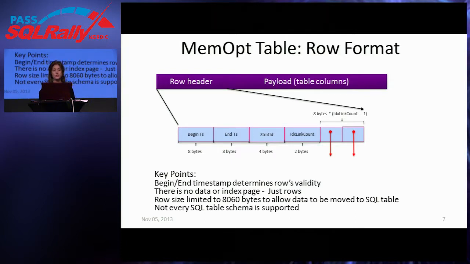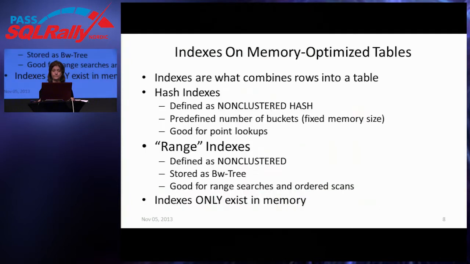Most of the restrictions on the tables themselves are not in the data types, but in the other schema properties of the table, things like constraints. There's a limit in the constraints that are supported. For example, foreign keys in the current version are not supported as part of the table definition. So again, it's the indexes that combine the rows together and make a table.